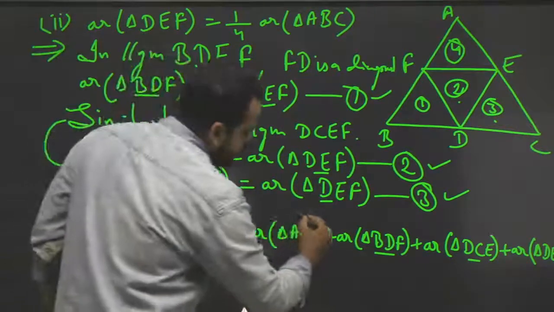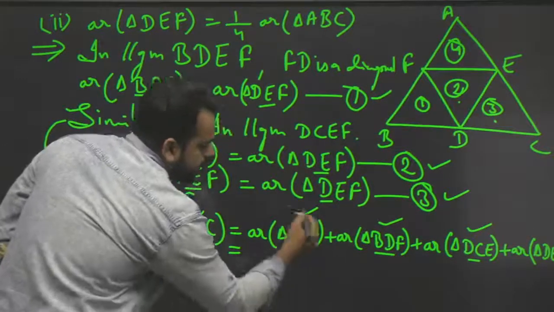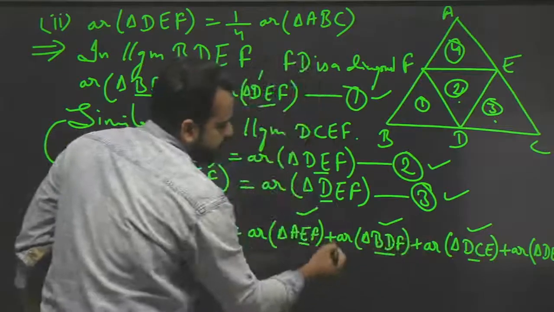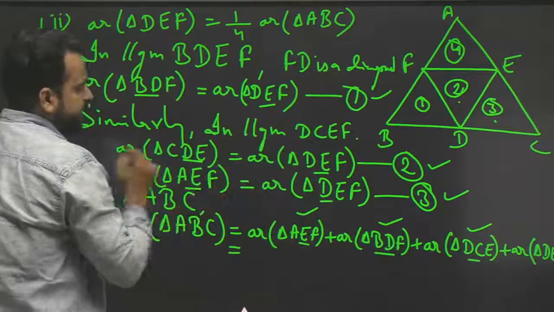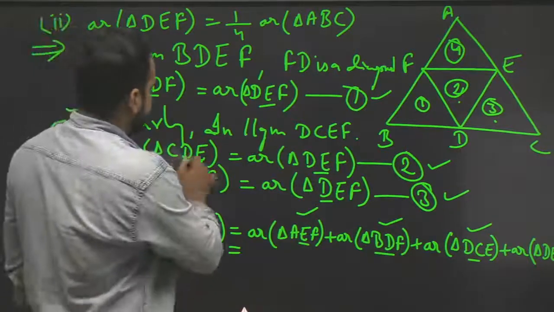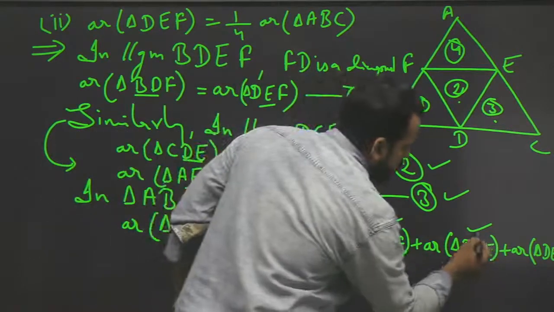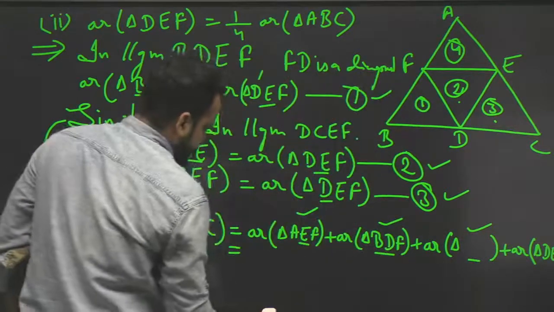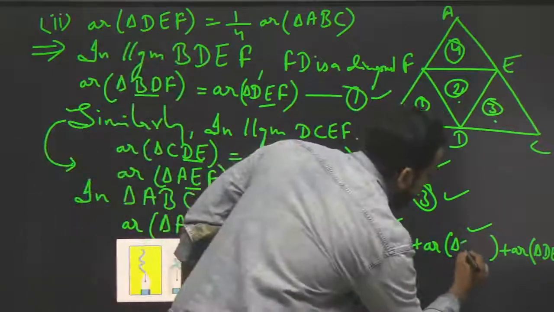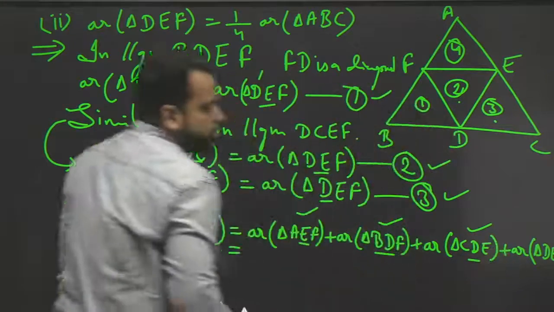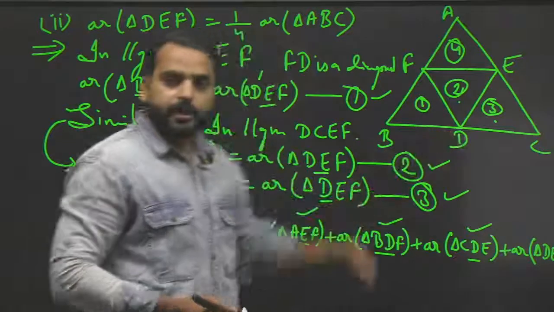So can we replace all these three by DEF? That means this triangle can be replaced by DEF, this triangle is also replaced by DEF, and DCE, or you can write CDE, is also replaced by DEF. So I'll do that. Now count them: 1, 2, 3, and it is already the fourth one.